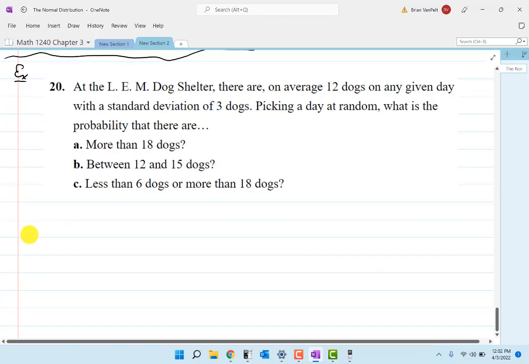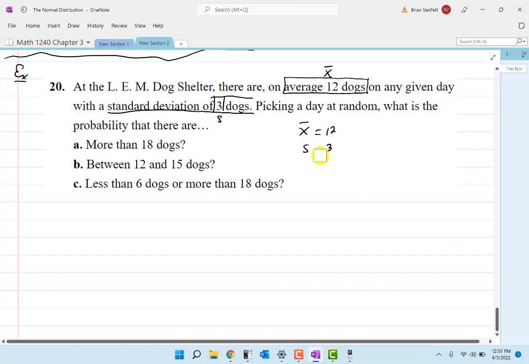All right, the way we're going to attack these problems, here I grab one from the book. We're going to look at the average. Right here, there's an average of 12 dogs, so that'll be my mean, and a standard deviation of 3. So the 3 dogs, or just 3, that'll be my S. So let me write this down. X bar equals 12 and S equals 3.